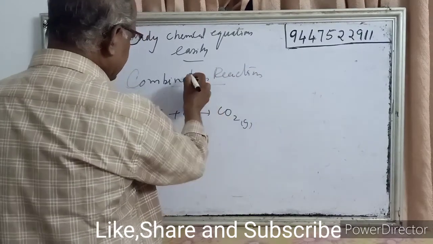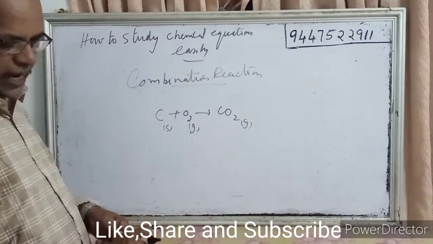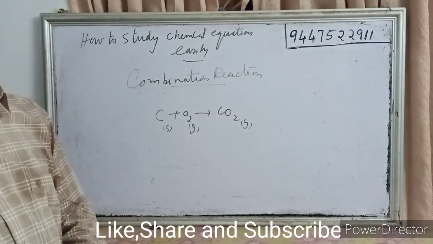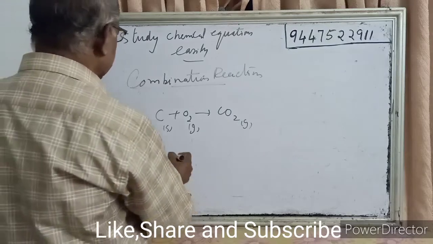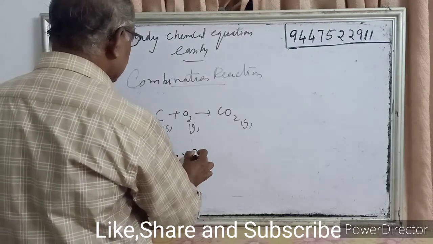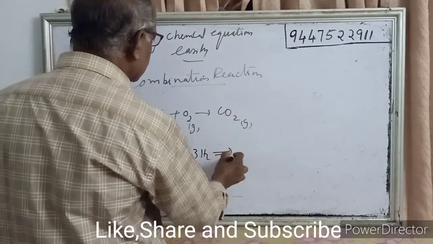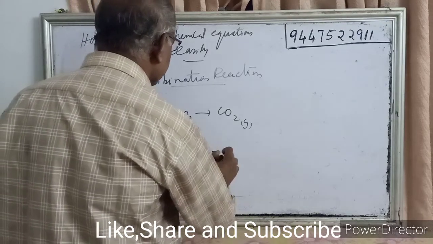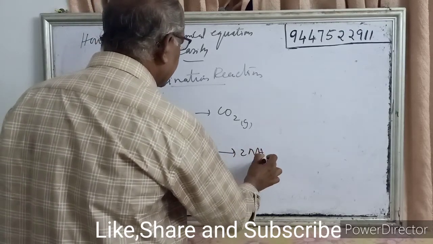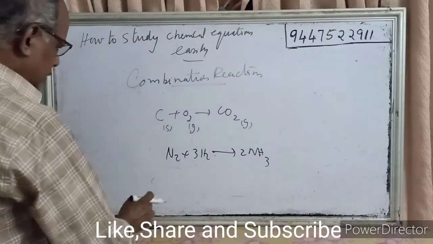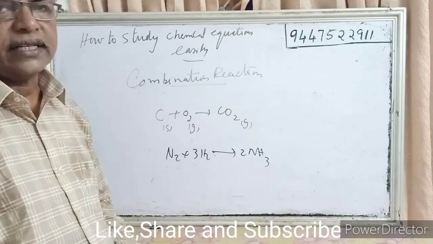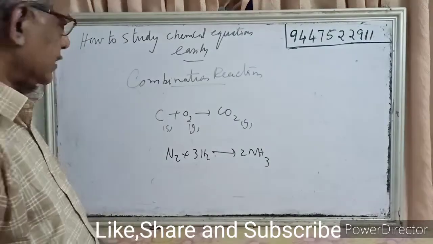So what is a combination reaction? In a combination reaction, 2 or more reactants combine to give a single product. Another example, N2 plus 3H2 gives 2NH3. So that is 2 or more reactants combining to give a single product. That is a combination reaction.